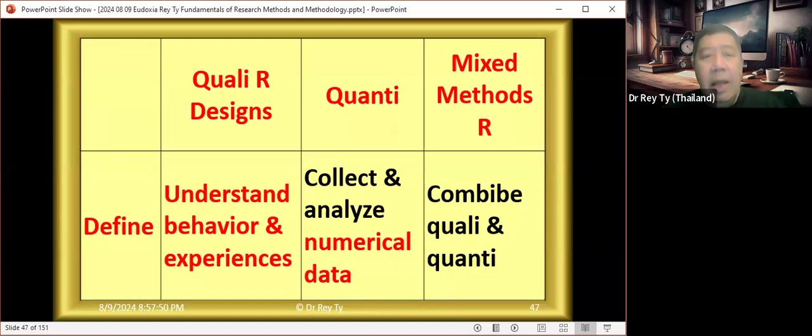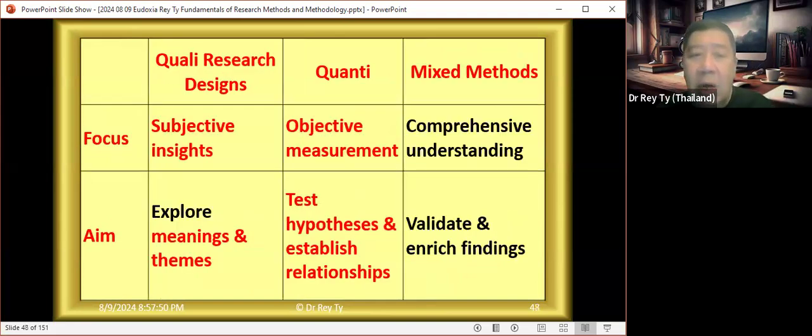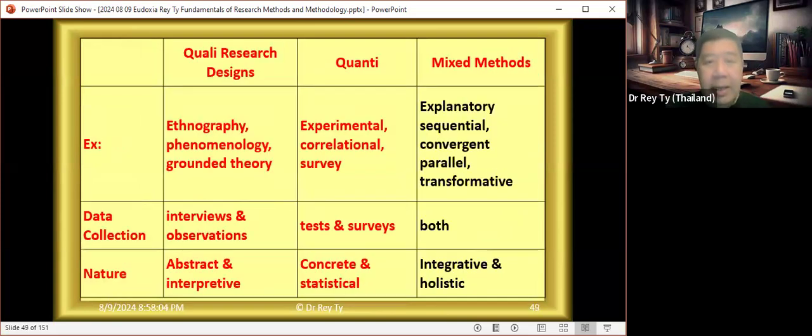Okay, so in qualitative research design, we're looking at behavior and experiences. Quantitative, we're looking at numbers. Oh, wrong spelling there. Mixed method, we are combining both. Okay, and qualitative research is subjective. We're looking at people's meaning making. Quantitative is objective. You do hypothesis testing if necessary. Okay, so these are some example of qualitative research design.